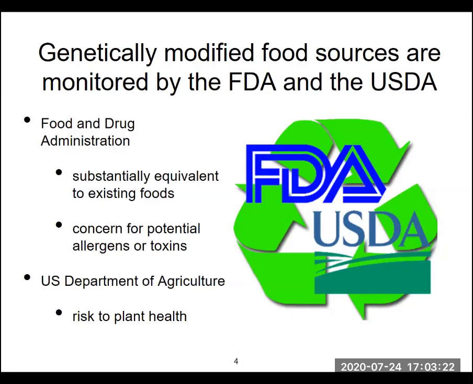If we take a look at the regulations associated with it, it's looked at by both the FDA, the Food and Drug Administration, as well as the USDA, the US Department of Agriculture. The Food and Drug Administration has looked at these genetically modified food sources and said basically that they're substantially equivalent to the existing foods, similar to what they said about generic drugs, when we talked about that a couple of weeks ago.